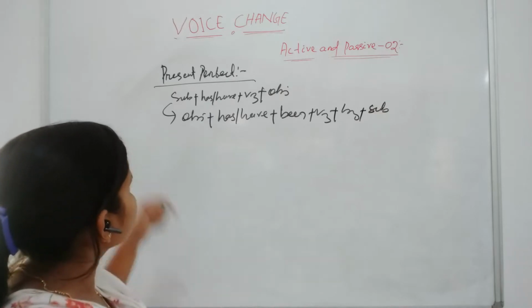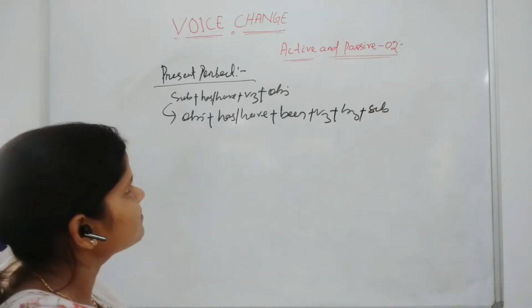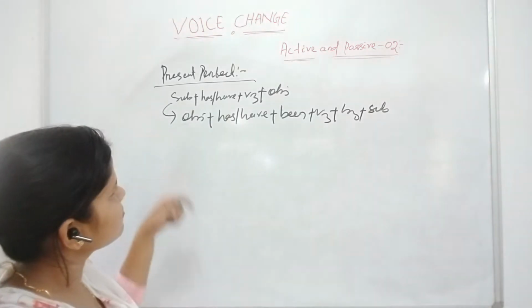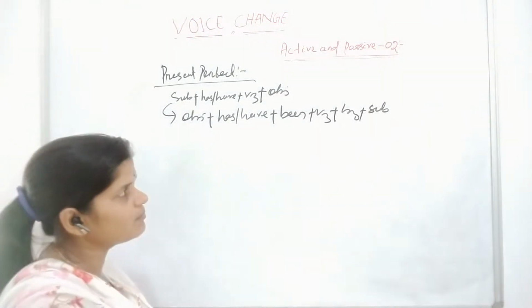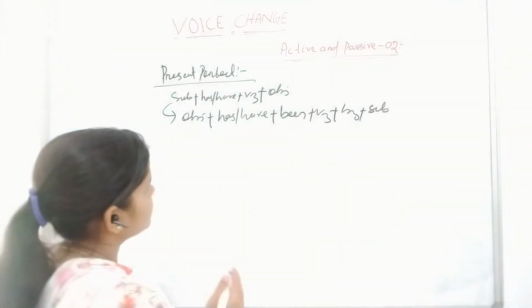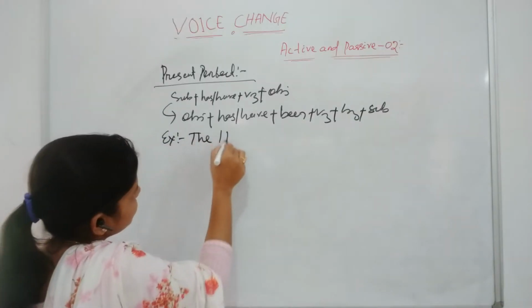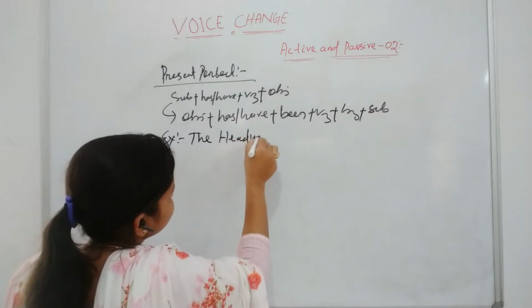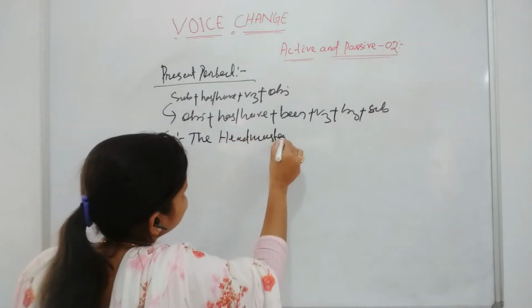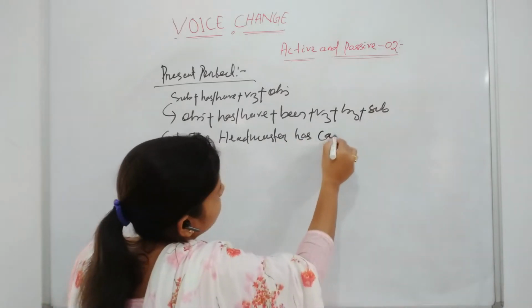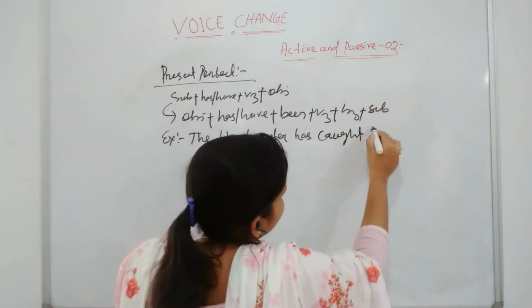So the active structure is subject plus has/have plus V3 plus object, whereas when converting active to passive, the structure is object plus has/have plus been plus V3 plus by plus subject. Example: the headmaster has caught the train.